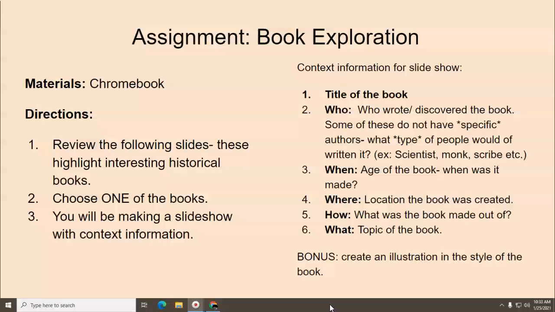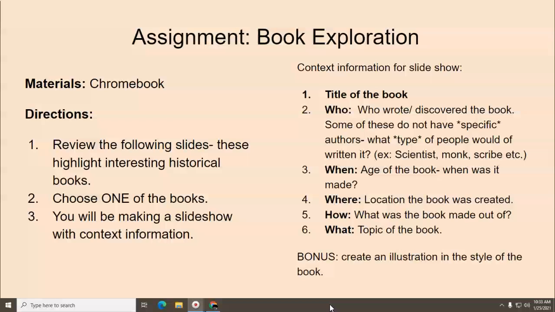This might take a little digging. Read closely for materials and also look. Remember to use your Google. Use more than one source, and also it works really well sometimes just to ask Google the question, what was the book, whatever it's called, made out of? Type that into your search and see what happens.